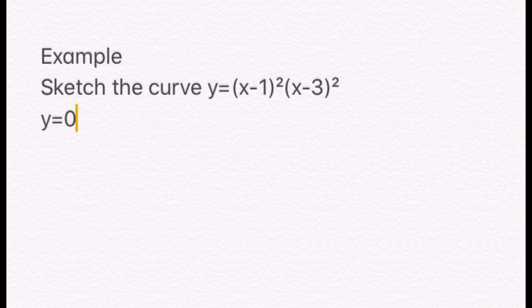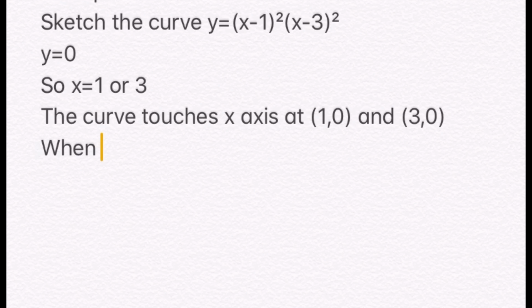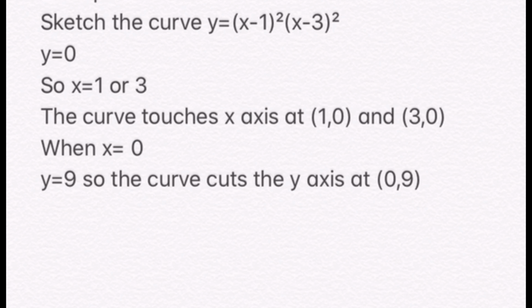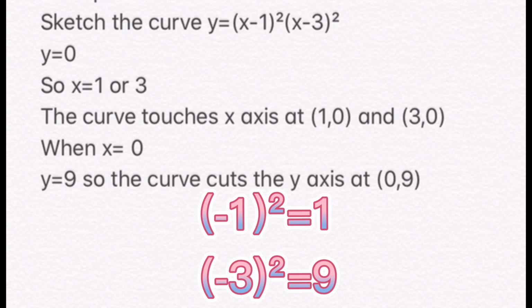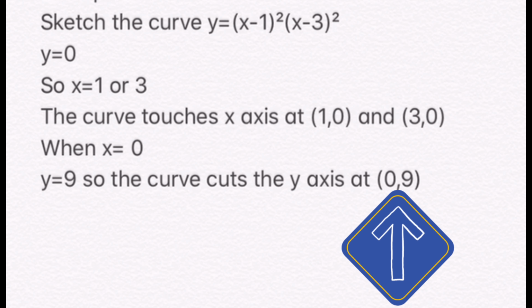First of all, you need to find the roots, so y equals 0. And this equation is already factorized, so you know that x equals 1 or 3 in order to get the result of 0. Then you want to find where the curve cuts the y-axis, so you will set x equals 0 and substitute the value of x into the equation. Then you will get that negative 1 squared is 1 and that negative 3 squared is 9. So 1 times 9 is 9, then the y-intercept is (0, 9).